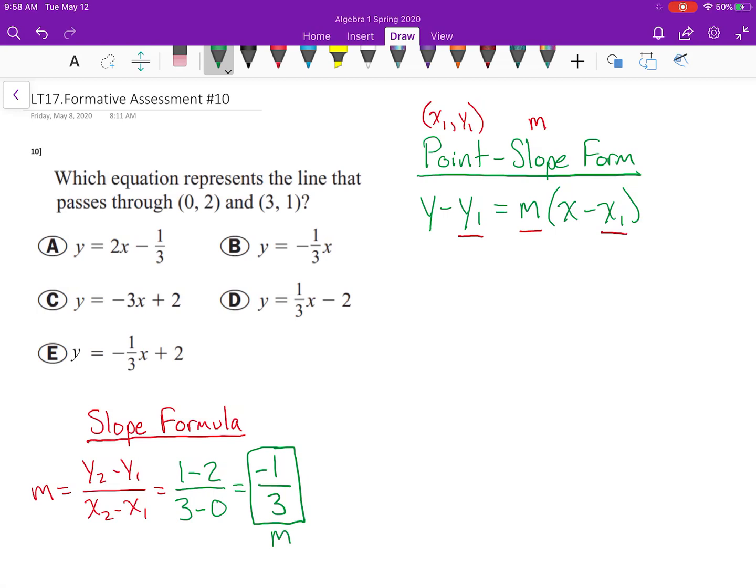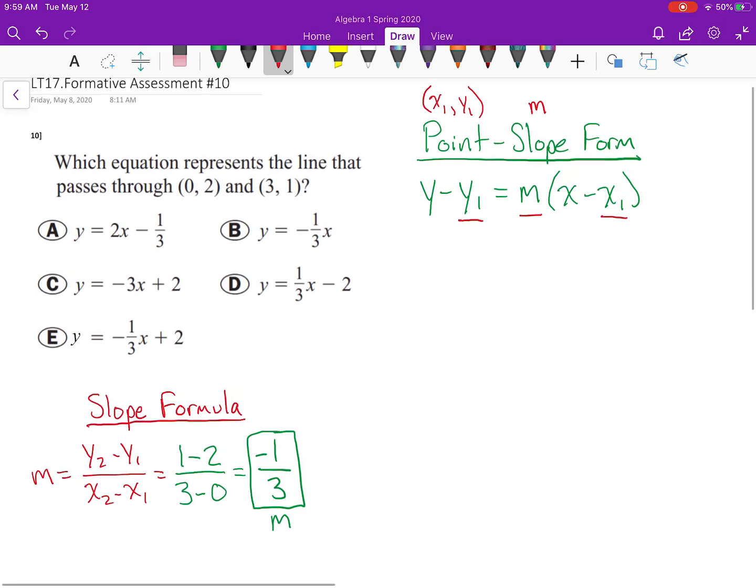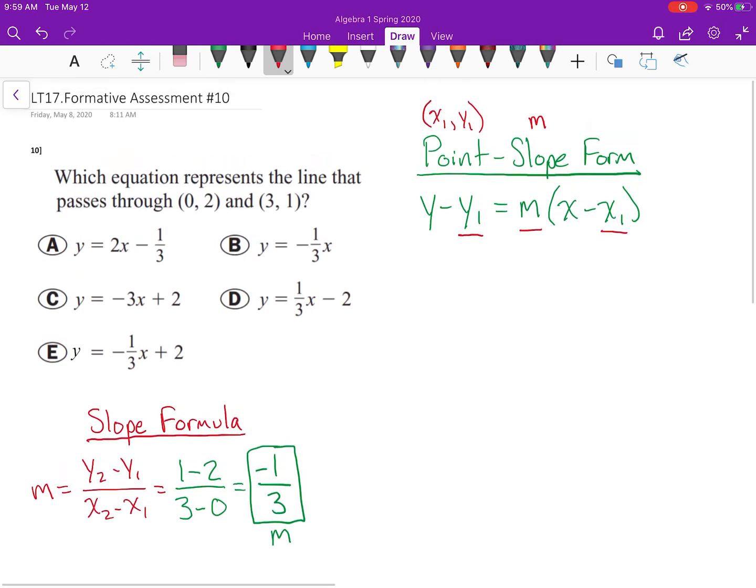Now, if I come back to my point slope form, I should be able to plug in values and write my equation. So for x1 and y1, it should not matter which point I choose. I can choose (0, 2), or I can choose (3, 1). I'm going to choose (0, 2) just to show you what happens when we have a 0 that we plug in. So let's call 0 my x1, and let's call 2 my y1.